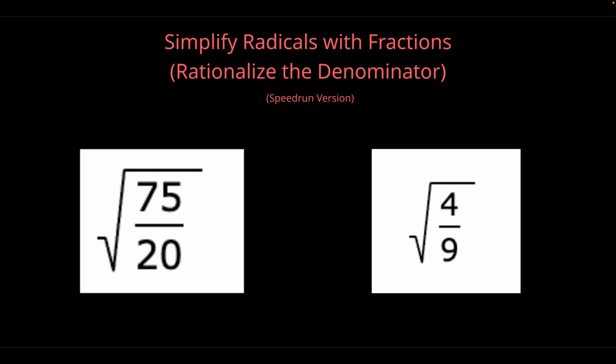Today we're going to be talking about how to simplify radicals with fractions. This is also called rationalizing the denominator, similar to the problems you see up on the screen here. Just a reminder, this is the speedrun version where we go through it pretty quickly. If you want the normal version, I'll link that in the description below.